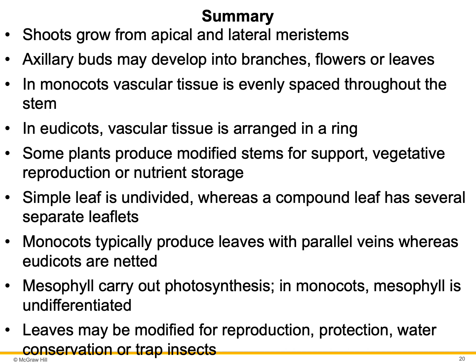A simple leaf is undivided, whereas a compound leaf has several separate leaflets. Monocots typically produce leaves with parallel veins, whereas eudicots have netted veins. Mesophyll carries out photosynthesis; in monocots, the mesophyll is undifferentiated. Leaves may be modified for reproduction, protection, water conservation, or to trap insects.